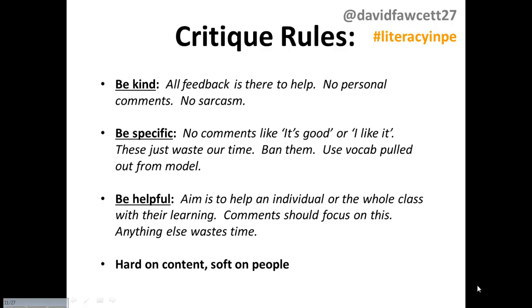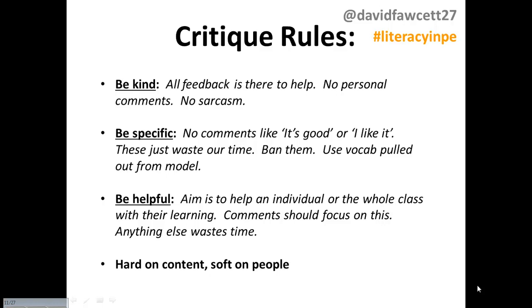Okay, and students actually got to the stage where they could critique their own piece of work, and were doing it in such a way that they were continuously amending and redrafting and getting an amazing piece of work at the end. Now there are 3 rules and 1 little protocol that we use within critique. The first one is be kind.